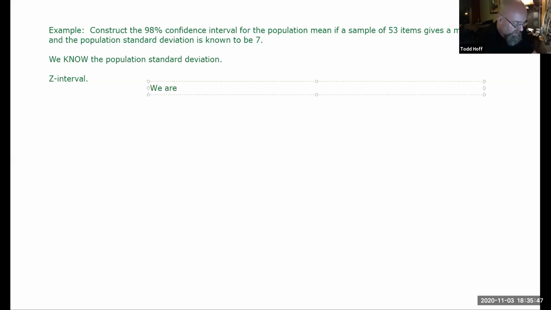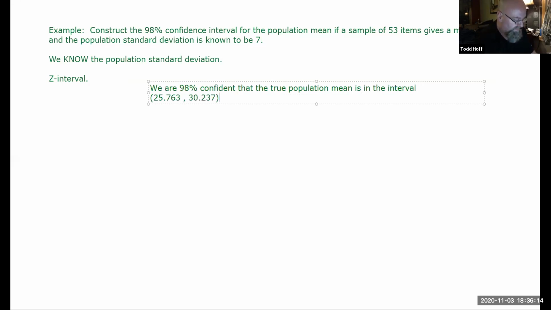So we are 98% confident that the true population mean is in the interval, or between the numbers, however you want to word it, 25.763 and 30.237. There's our interval.